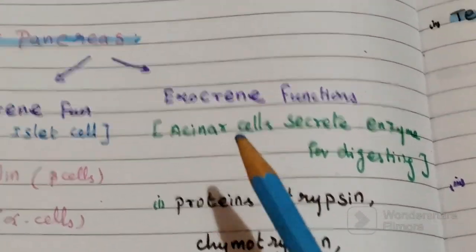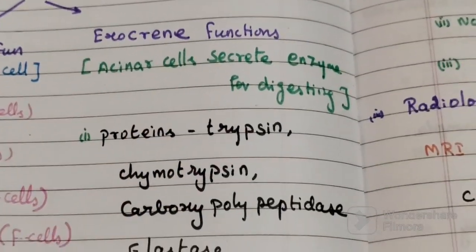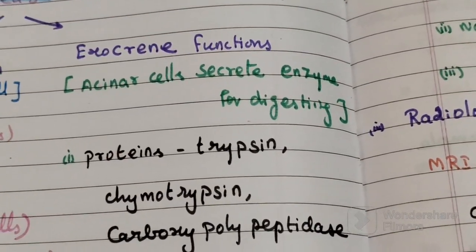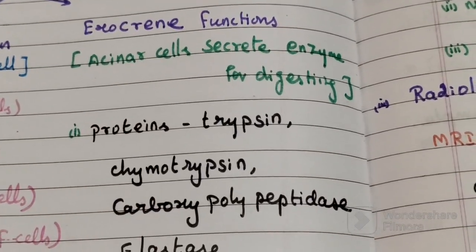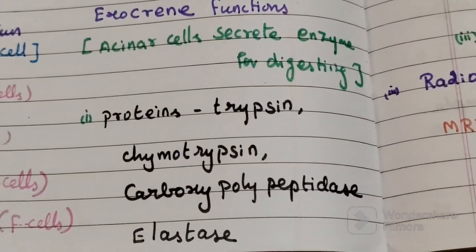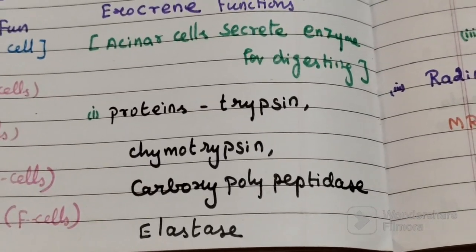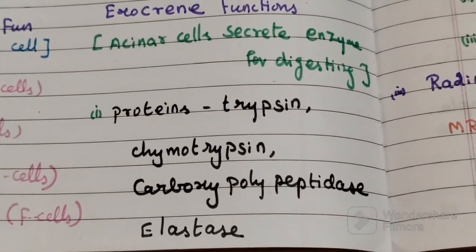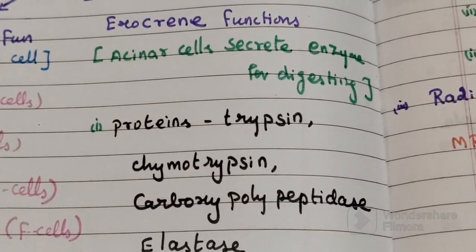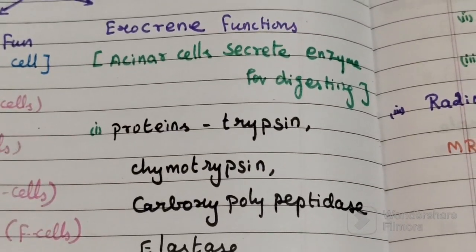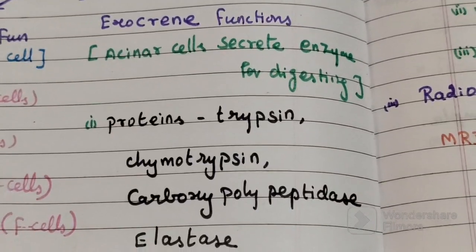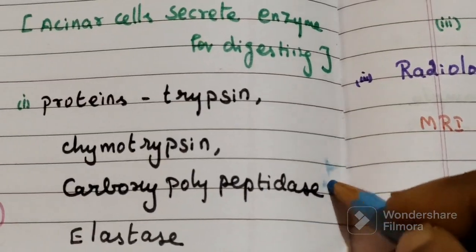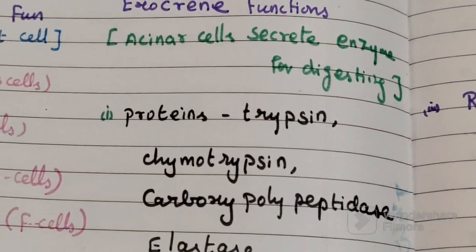Acinar cells secrete enzymes for digestive purposes. Protein digestive enzymes like trypsin, chymotrypsin, carboxypeptidase A and B, and elastase. Protein is digested by the enzymes trypsin, chymotrypsin, carboxypeptidase A and B, then elastase.